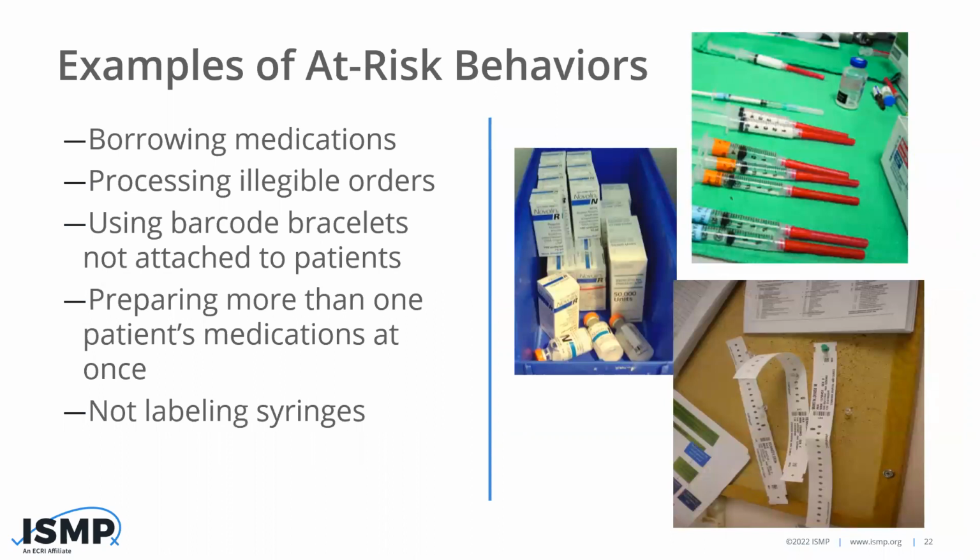Borrowing medications. Instead of waiting for the medication to be delivered, we're going to borrow one because it's sitting right here right now, even though it's not labeled for a patient. Processing illegible orders without calling a prescriber to verify them, using barcode bracelets posted on the wall, not labeling syringes. These are all examples of common at-risk behaviors, poor behavior choices done in organizations. How many times are we rewarded for taking these shortcuts? Next slide, please.